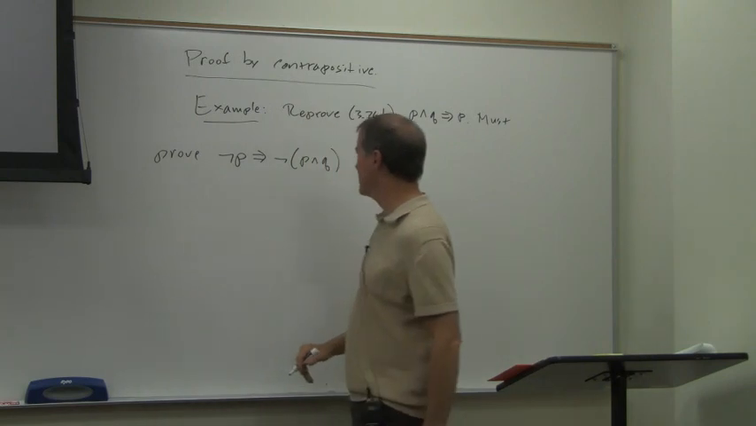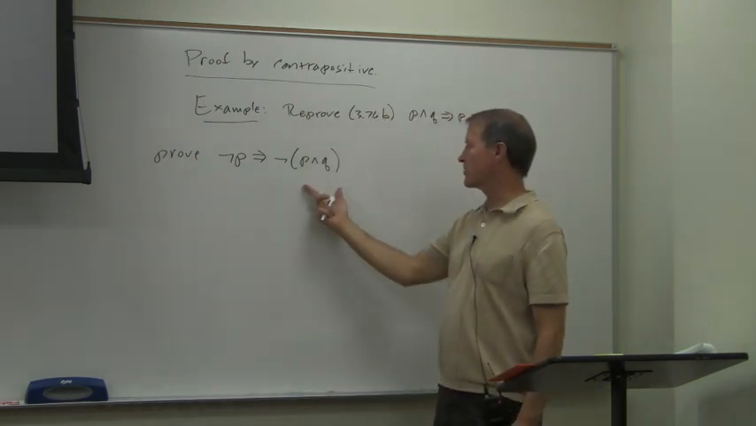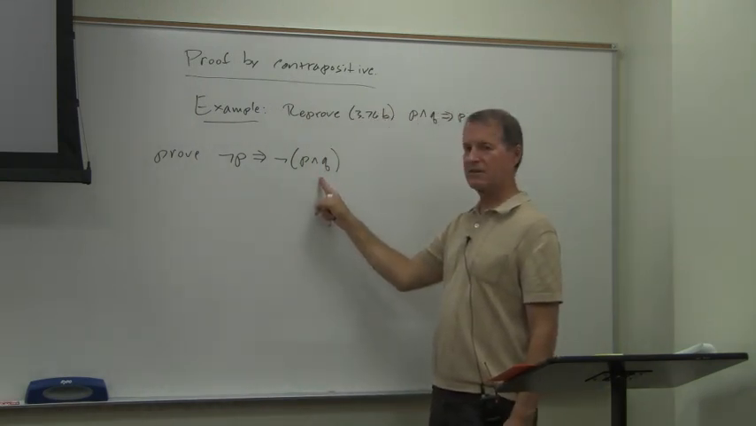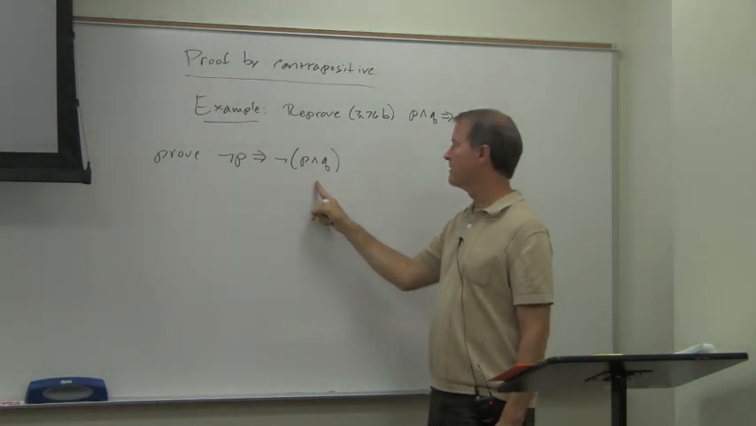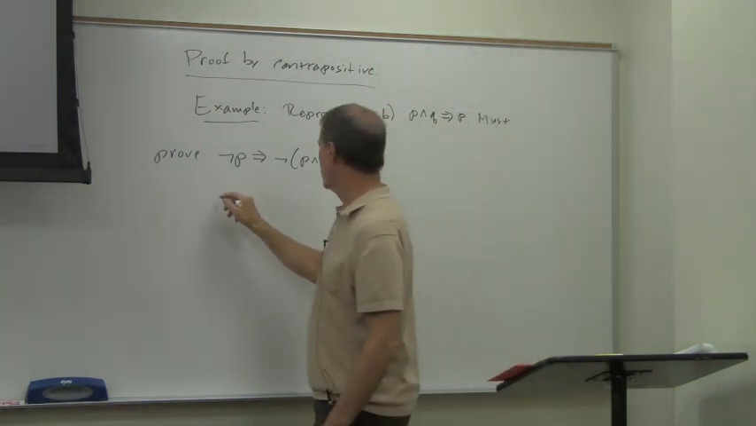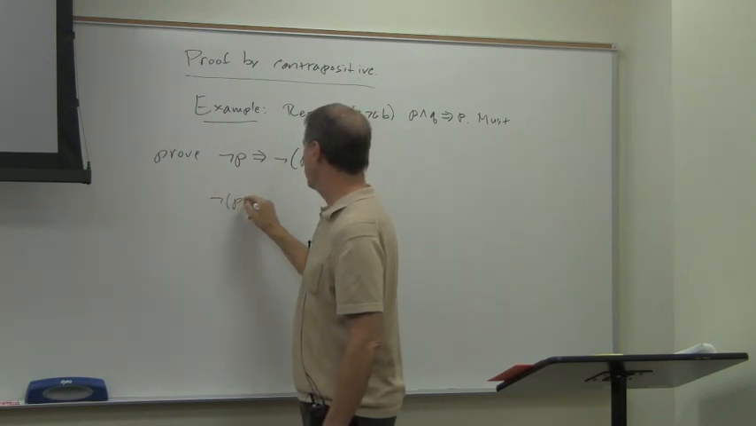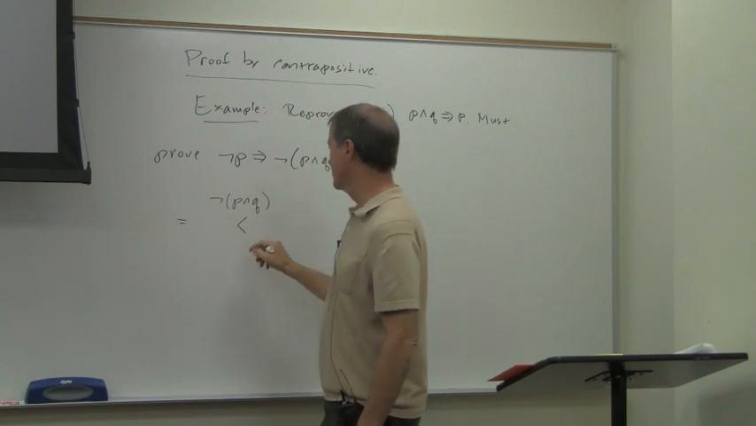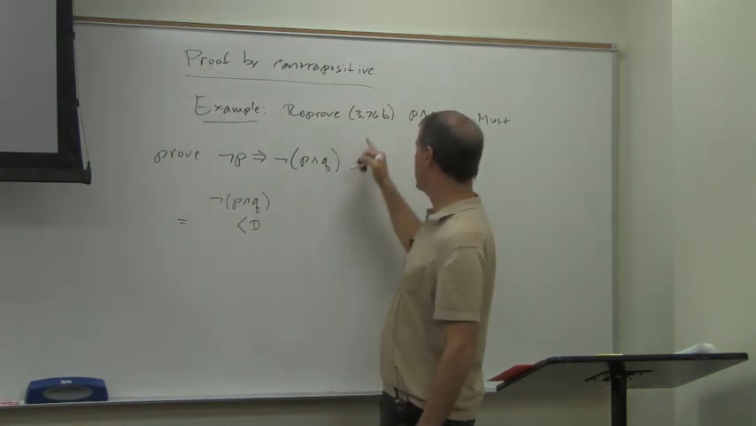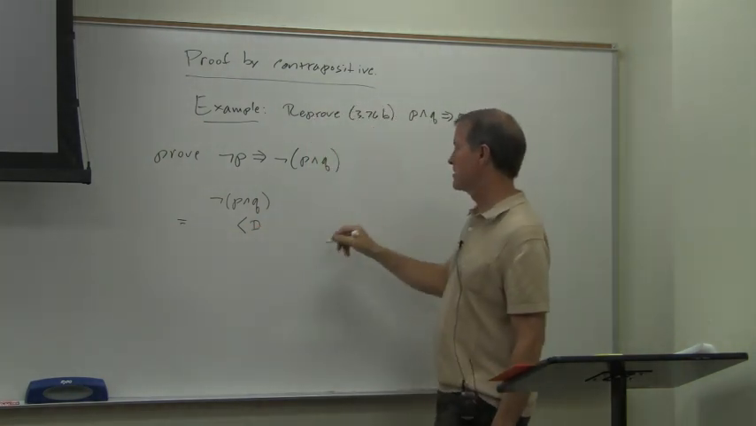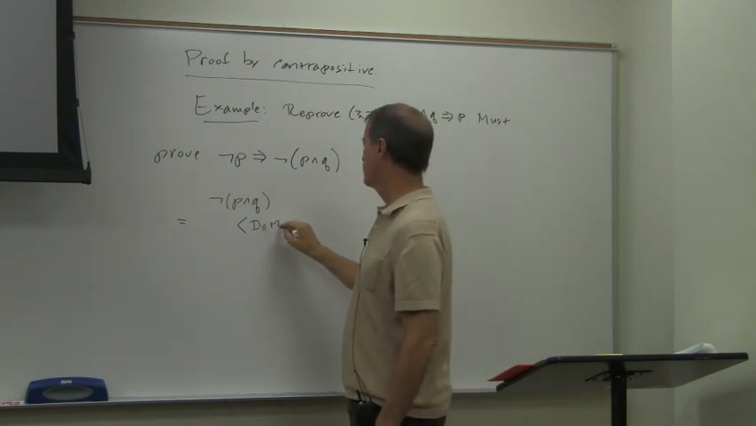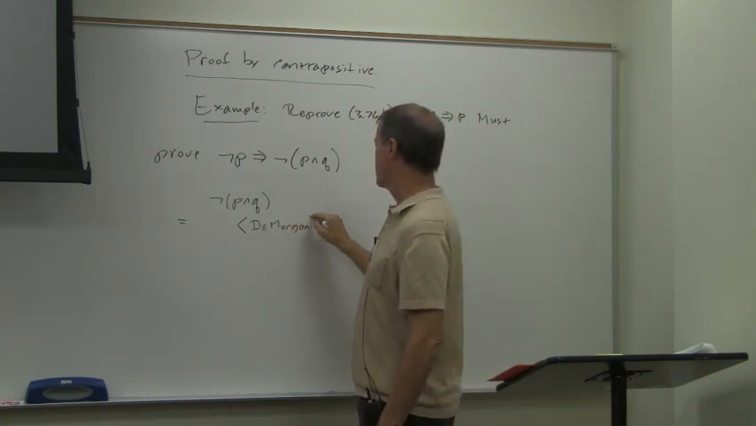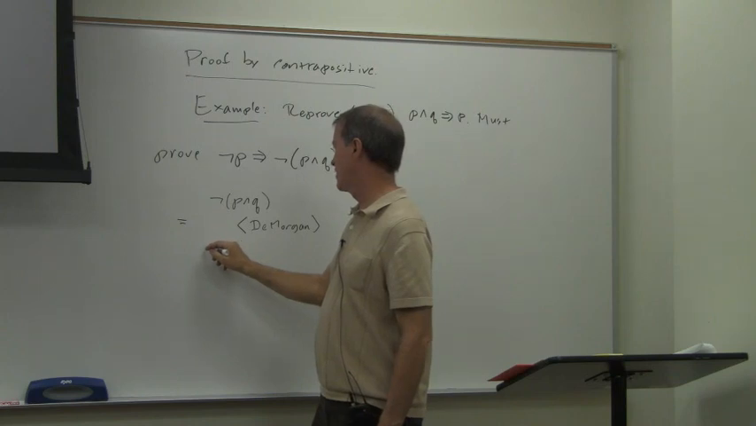Okay, so which side do you want to start with? I think we should start with the right-hand side because it's got more stuff. Probably, yeah, we can do that. Okay, so let's do not P and Q equals, by, well, what's an obvious thing to do here? De Morgan. Which number is that? It's 3.47. So De Morgan, that would be not P or not Q.